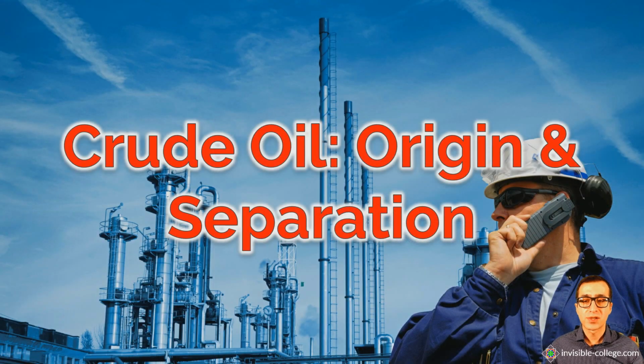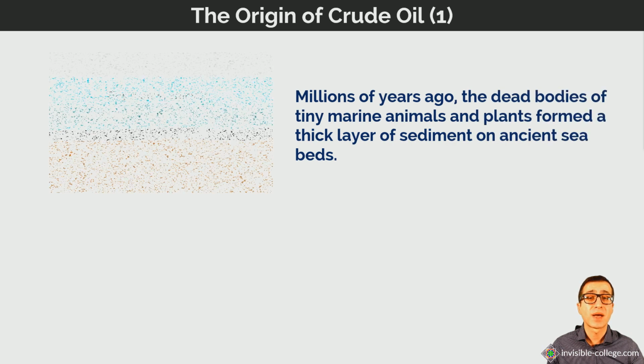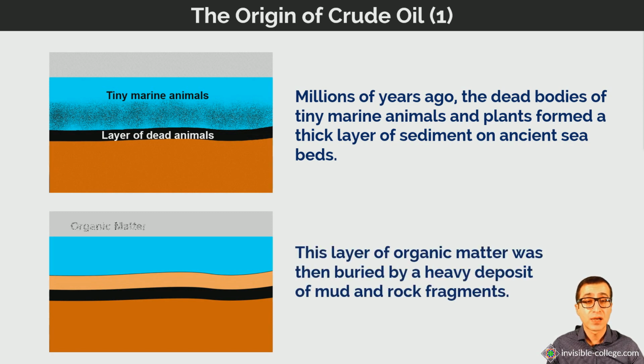Okay, so let's make a start then. Let's take a look at how crude oil arises, where it comes from. Millions of years ago, the dead bodies of tiny marine animals, microscopic and also macroscopic animals and plants, formed a thick layer of sediment on ancient seabeds. Over the course of time, this layer of organic matter became buried under a heavy deposit of mud, sand, silt, and rock fragments. So here we have the organic matter steadily being buried under an increasingly thick layer of material.